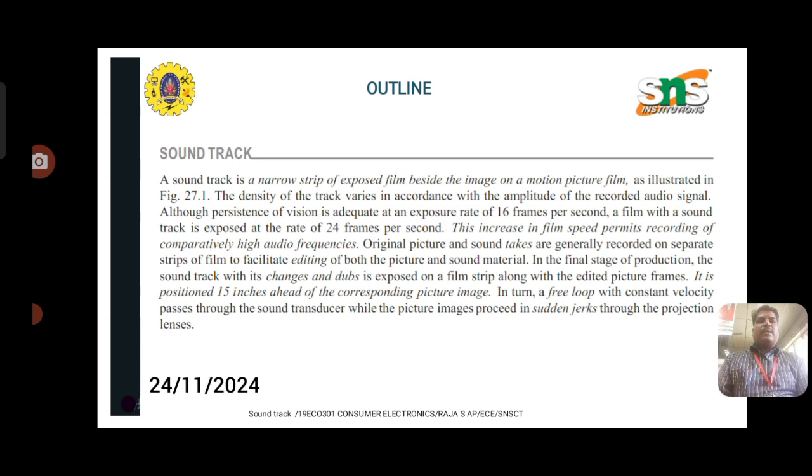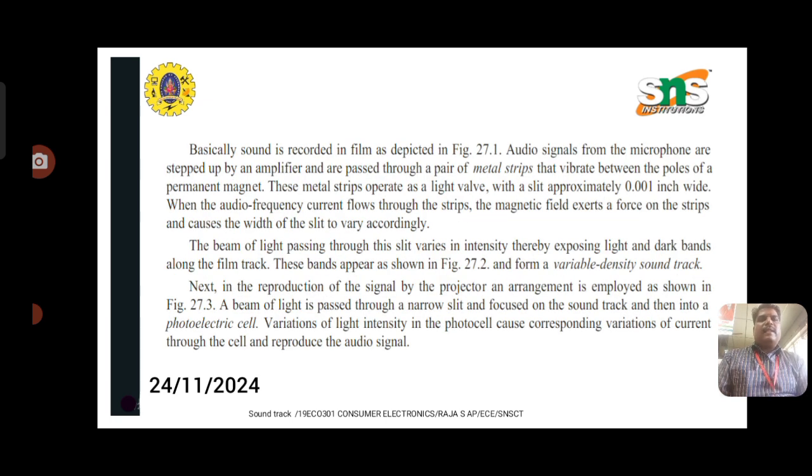Original picture and sound takes are generally recorded on separate strips of film to facilitate editing of both the picture and sound material. In the final stage of production, the soundtrack with its changes and dubs is exposed on a film strip along with the edited picture frames. It is positioned 15 inches ahead of the corresponding picture image. In turn, a free loop with constant velocity passes through the sound transducer while the picture images proceed in sudden jerks through the projection lenses.